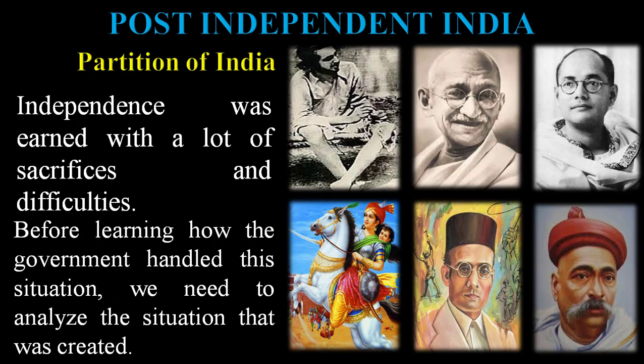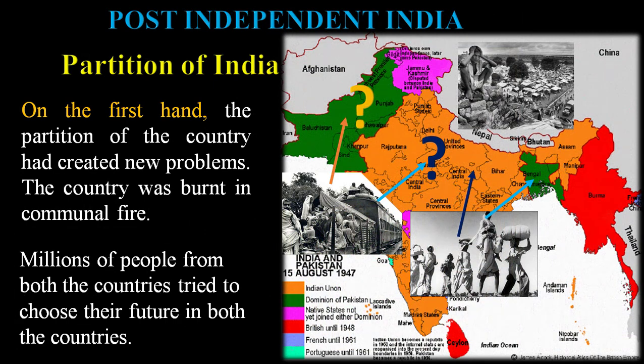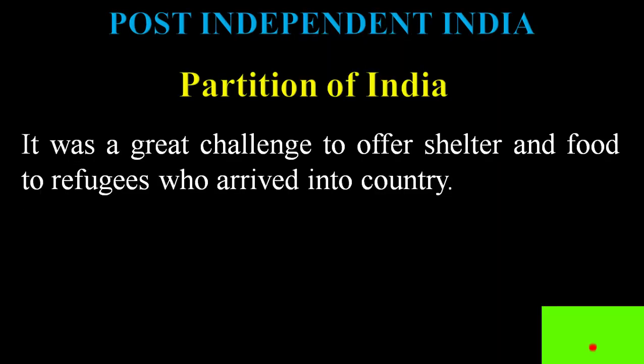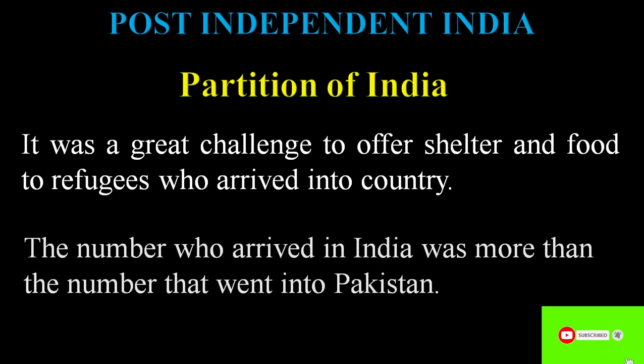Before learning how the government handled this situation, we need to analyze the situation that was created. So let's come to what situation was created after the independence. On the first hand, the partition of the country had created new problems, like the country was burnt in communal fire. Millions of people from both the countries tried to choose their future in both the countries. As a result of this, it was a great challenge to offer shelter and food to refugees who arrived into the country.